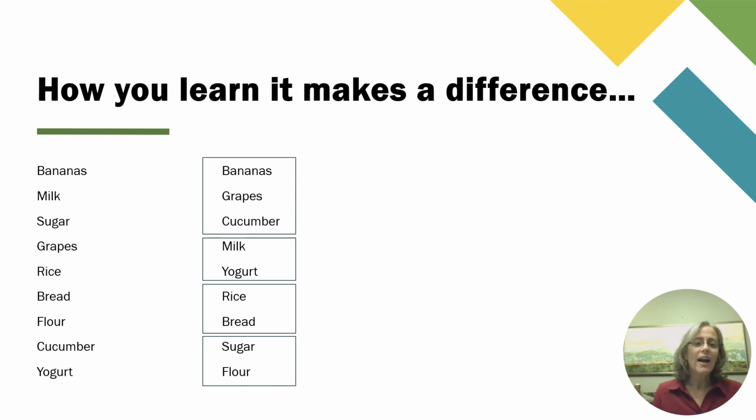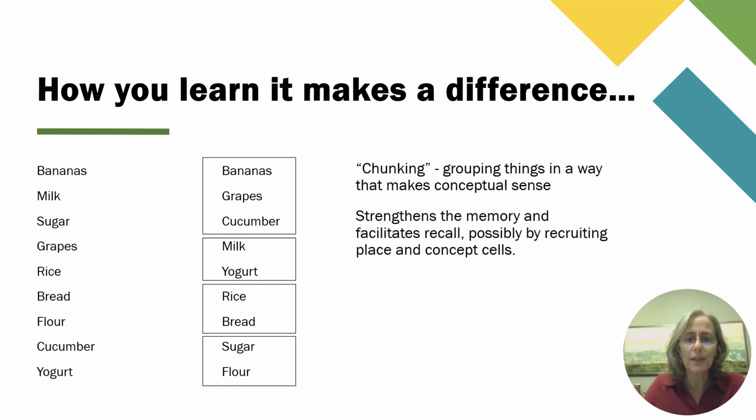Similarly, if I asked you to tell me back the words from the list and I gave you those categories, if I gave you produce, dairy, grains, and baking goods, right? Then you would be able to, so that's cued recall, where we're giving you hints, right?